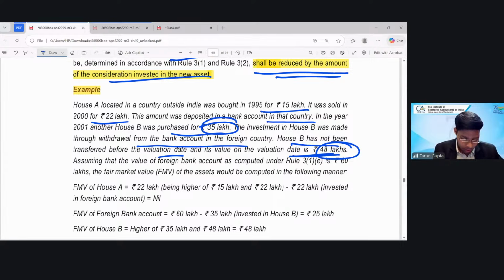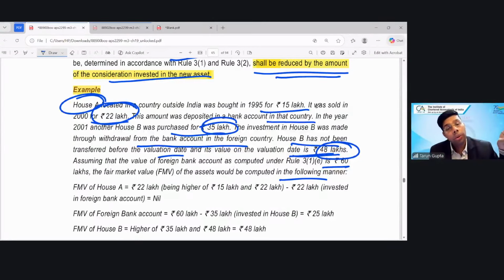Assuming the value of the foreign bank account as computed under Rule 3 is 60 lakh, the fair market value of the asset would be computed as under. So it says that there was a house A which has already been sold. The second asset is a bank account, and the third asset is house B. But if you see, the value of house A will be the cost or the sale price, which here is 22 lakh. But here the 22 lakh has already been deposited into a bank account, which I am considering. So now I will not consider this 22 lakh.